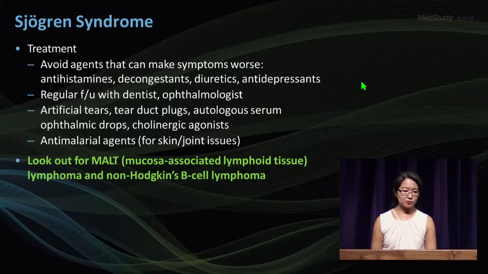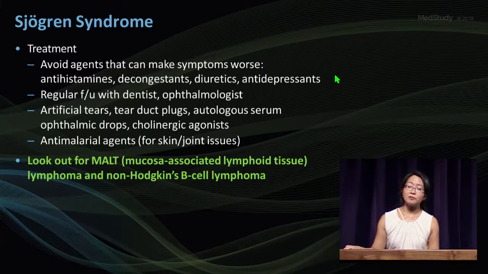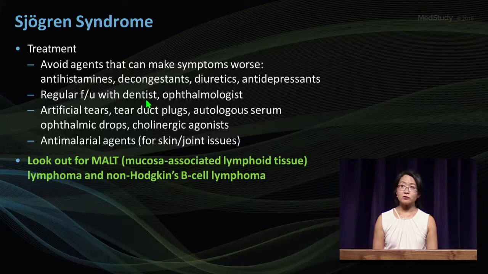The main treatment of choice for Sjogren's patients is to avoid anything that can actually make their dry symptoms worse. So antihistamines, antidepressants, decongestants, diuretics. Now, if you have to use these agents, obviously use them. But it's very important that these children see their dentists and ophthalmologists regularly to see if there's any damage related to the sicca symptoms. So these patients can have recurrent cavities.